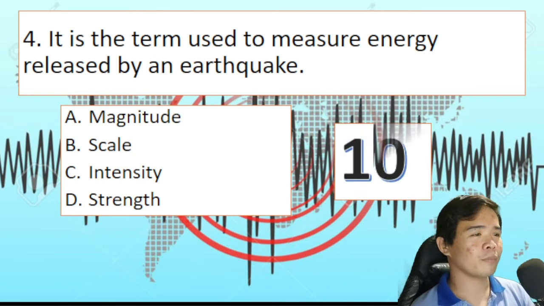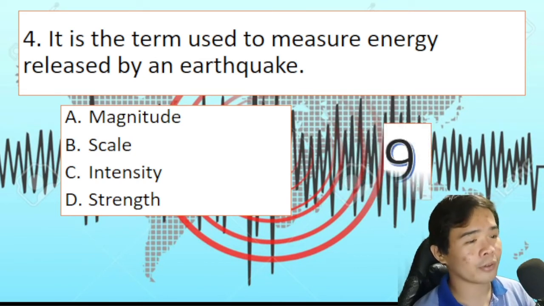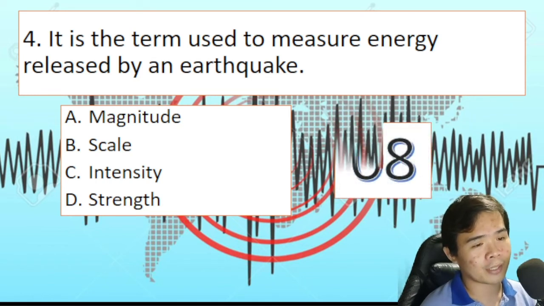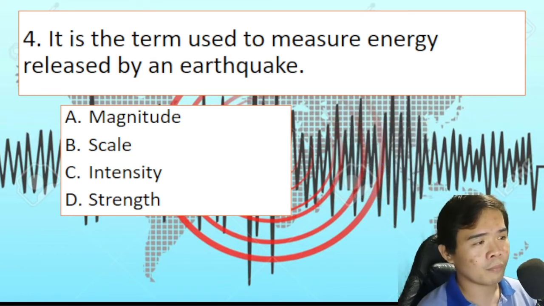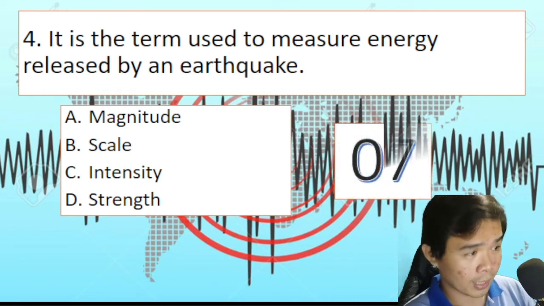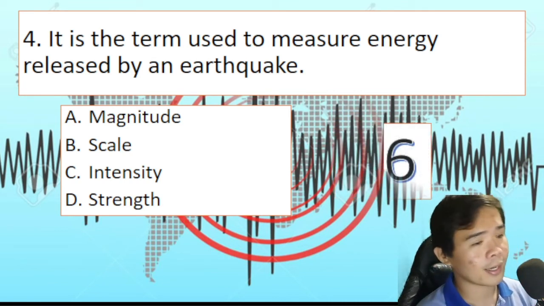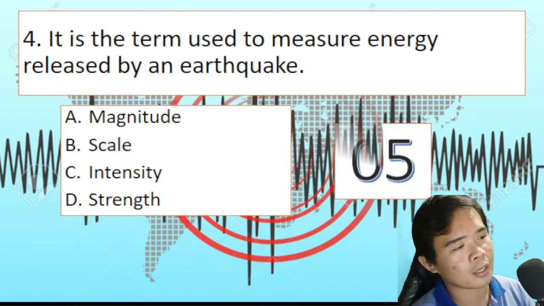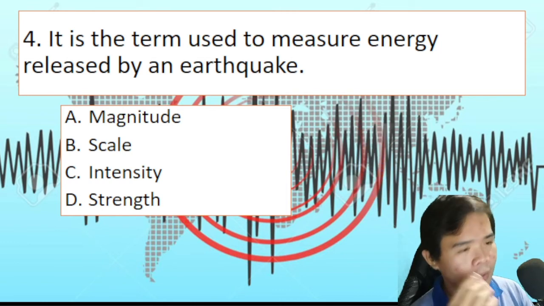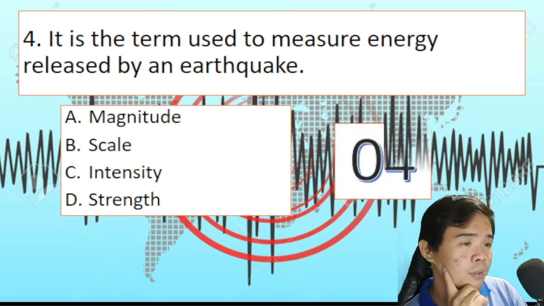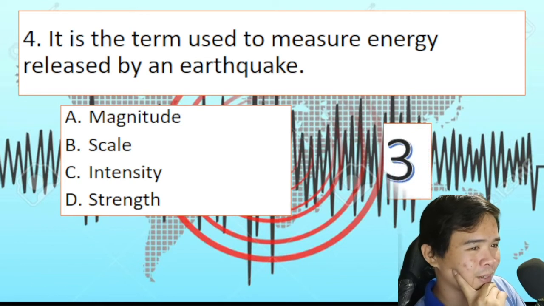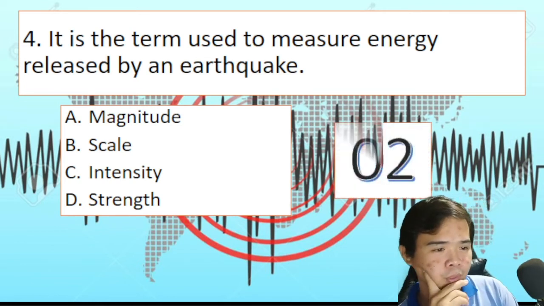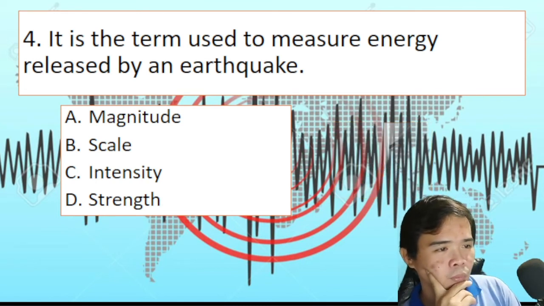It is a term used to measure energy released by an earthquake. So we have magnitude, we have scale, we have intensity, and we have strength. Alright? So, we have magnitude, scale, intensity, and strength. Let us see if your guesses are right. We have 3 seconds, 2 seconds, 1 second.